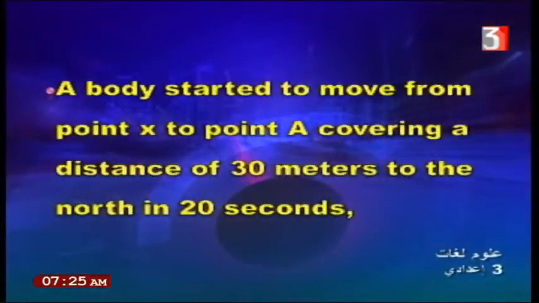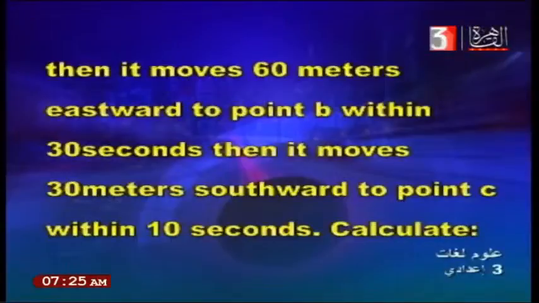A body starts to move from a point X to point A, covering a distance of 30 meters to the north in 20 seconds. Then it moves 60 meters eastward to point B within 30 seconds. Then it moves 30 meters southward to point C within 10 seconds. Calculate the total distance covered by the body.